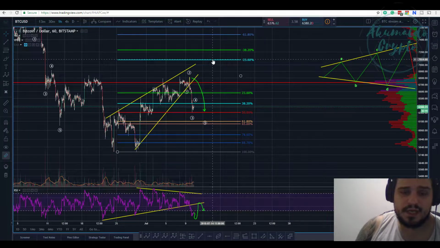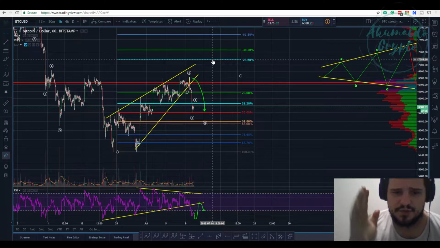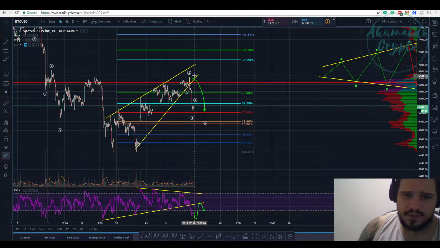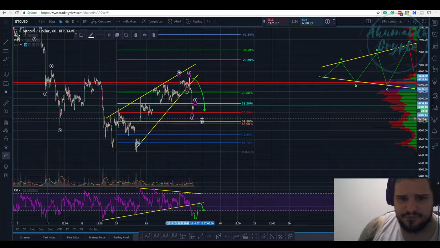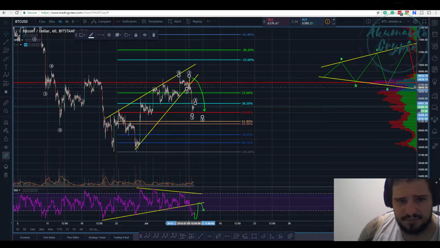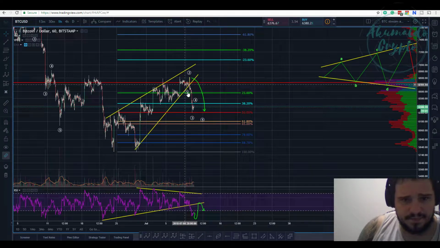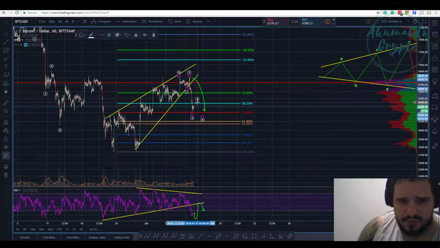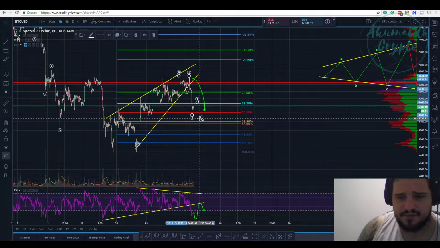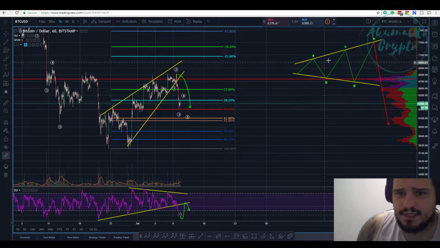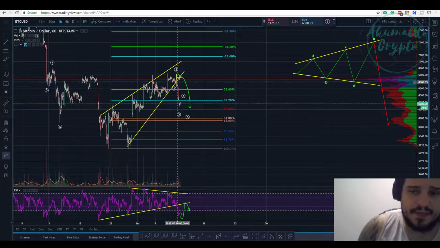Okay, so let's pay attention. Let's look at the chart and see what we have. What we have is this wedge. Okay, and we see something like a 1, 2, 3, 4, 5 formation here. Perhaps it has not finished, but I think we have one leg more down. Perhaps a truncated fifth. Okay, this is the structure. This is the expanded flat. It's a corrective pattern, but it's invalidated.